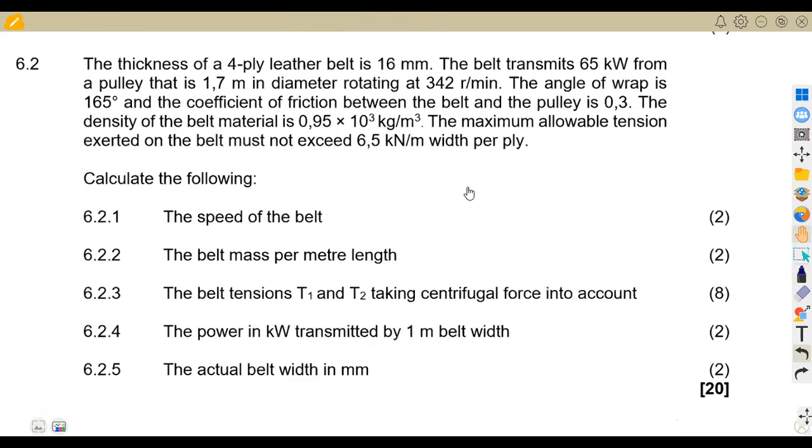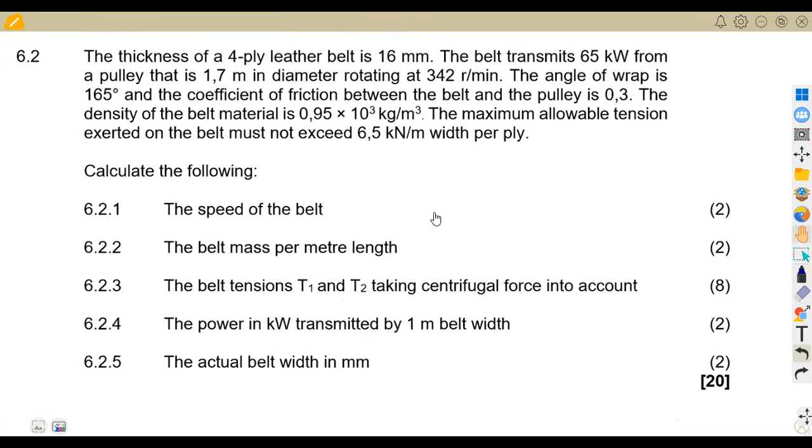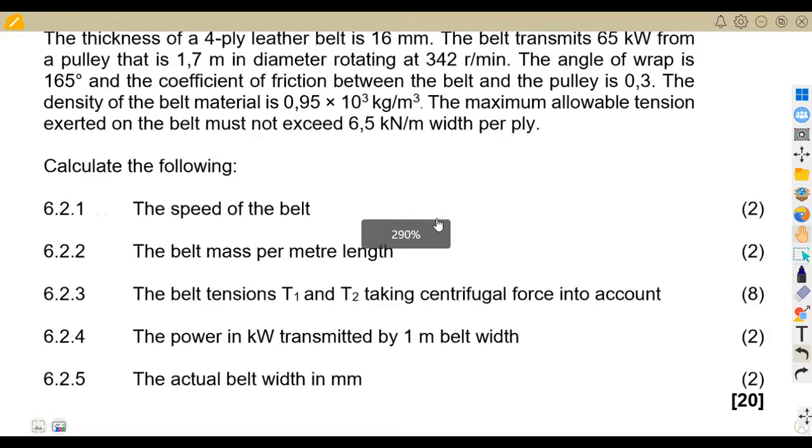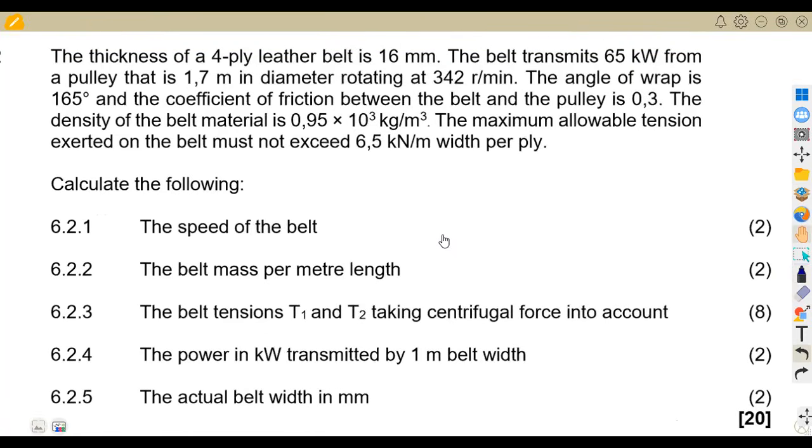All right, then 6.2, this is the most important part. We need to take our information, and this question has a lot of things to consider. We have got the thickness of a 4-ply leather belt. In this case, this is a 4-ply, so it tells us about the type of belt that you are given.